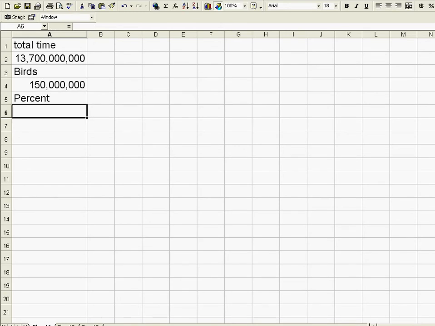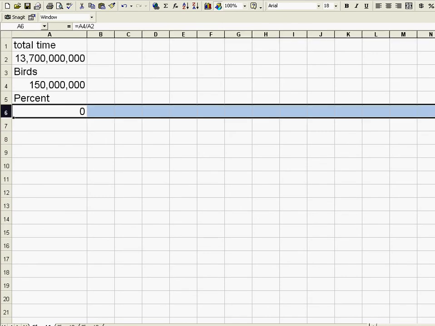Well, how would you figure that out? Well, what percentage is 150 million years of 13.7 billion? All right, so percent is always is over of. So I'm going to take this and divide it by the total amount. And what I find out, now that's interesting, that didn't give me much. All right, what happened there?